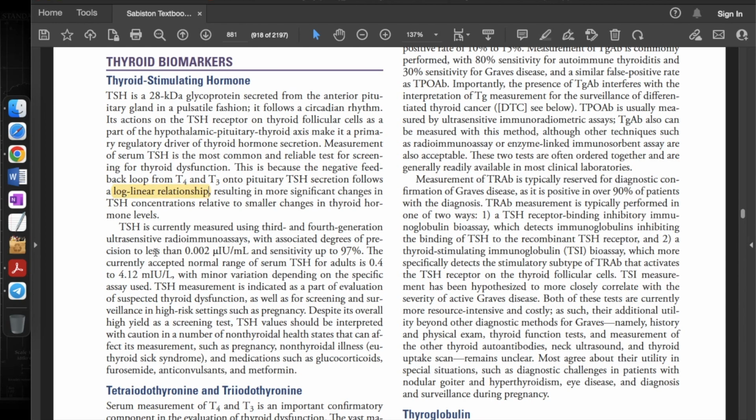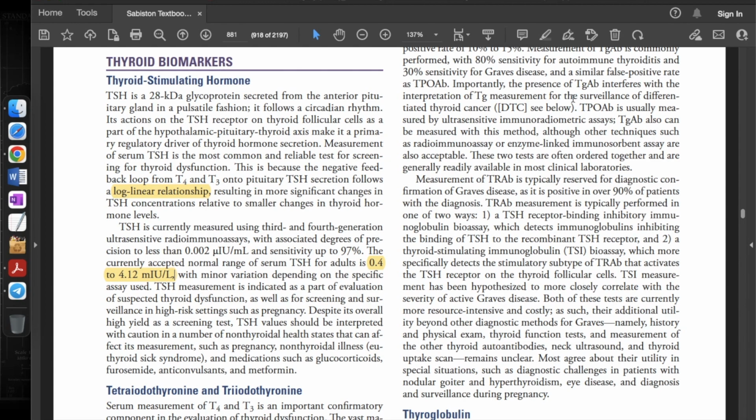TSH is currently measured using third and fourth generation ultrasensitive radioimmunoassays with associated degrees of precision to less than 0.002 micro-international unit per milliliter and sensitivity up to 97%. The currently accepted normal range of serum TSH for adults is 0.4 to 4.12 milli-international unit per liter, with minor variation depending on the specific assay used.